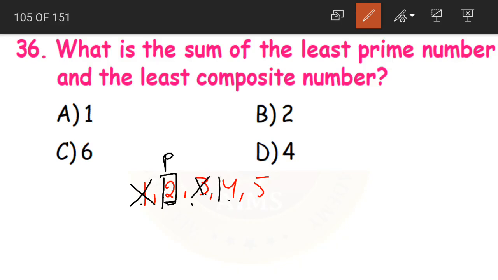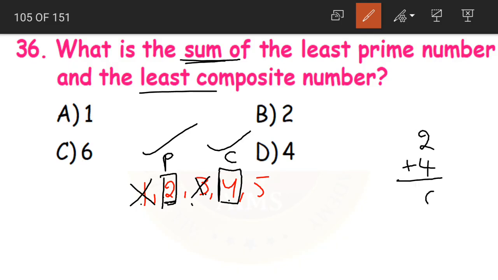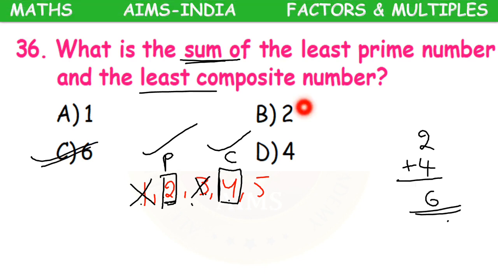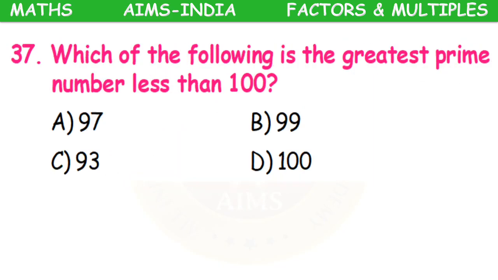Now coming to 4, it is a composite number. 4 is the first composite number, that is nothing but our least composite number. Yes, 2 is the least prime number, 4 is the least composite number. Now what should we do, children? Find out the sum. 2 plus 4 is equal to how much? 6. Yes. So 6 is the sum of the least prime number and the least composite number.